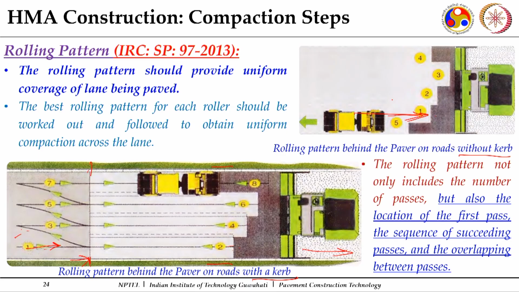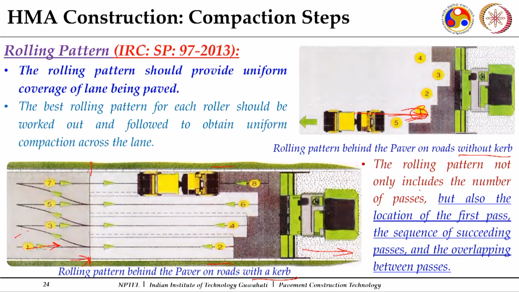You can see we will start with the first pass here, go for the second pass, then the third pass, and by that time the mat temperature will go down. It will provide confinement when we are rolling at this particular part, and after some time we will come back, by which time this will have become stiffer and we can compact over it. So, a pattern needs to be worked out, and we can do this very well with trial stretches with different kinds of mixes, to decide the number of passes and the rolling pattern. So, trial stretches need to be constructed for this.